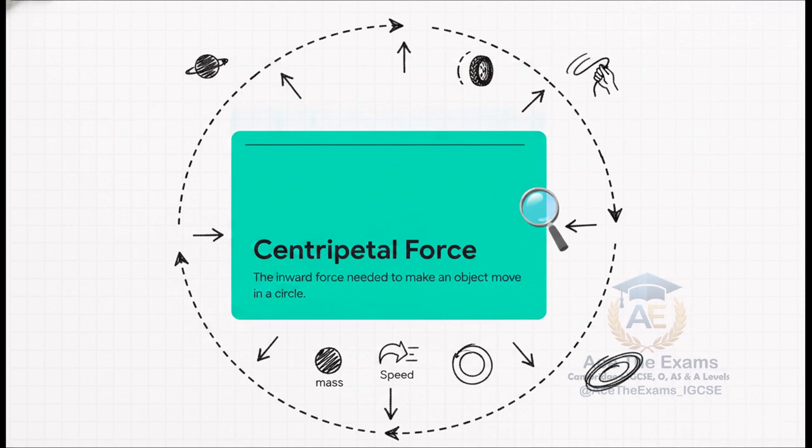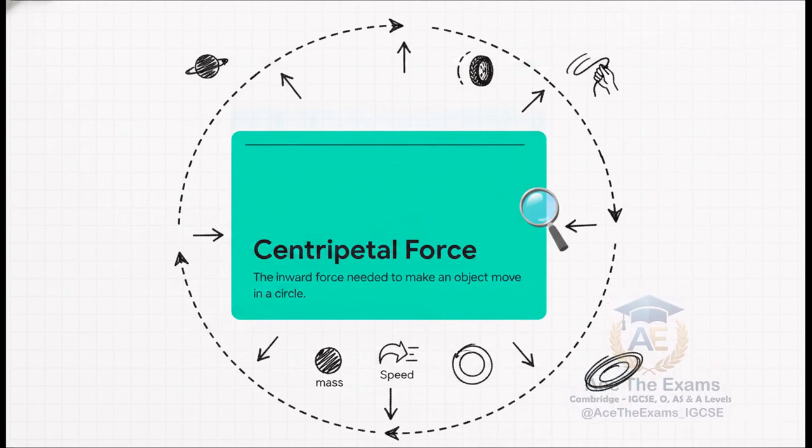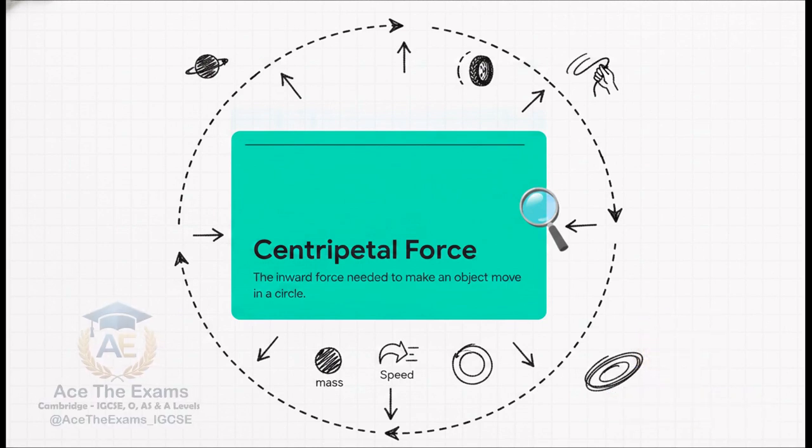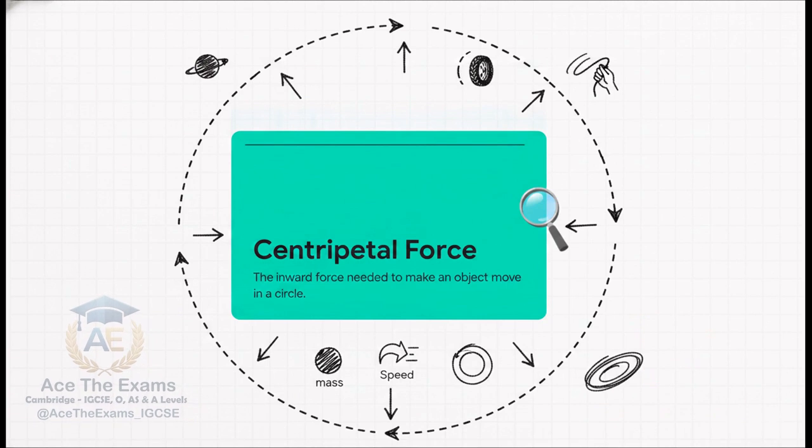Examiners will also test your understanding of variables. You need to explicitly state that more centripetal force is needed if the mass of the object is increased, if the speed of the object is increased, or if the radius of the circle is reduced, meaning a much tighter curve requires way more grip.